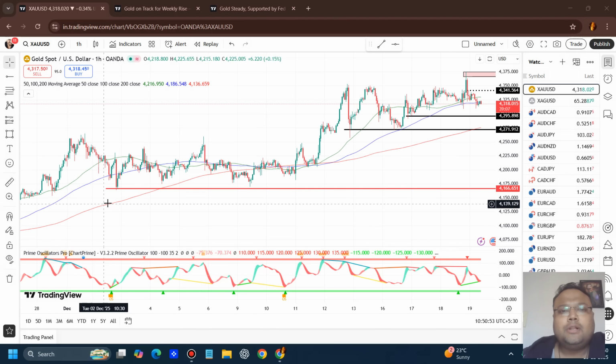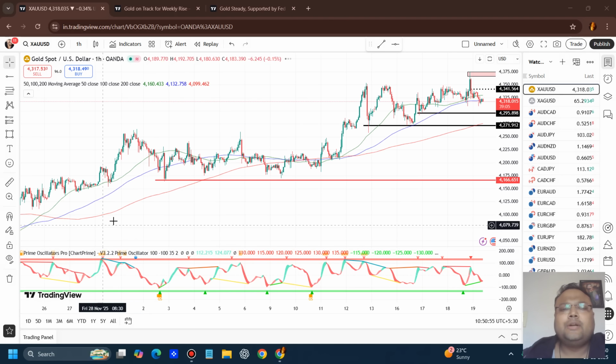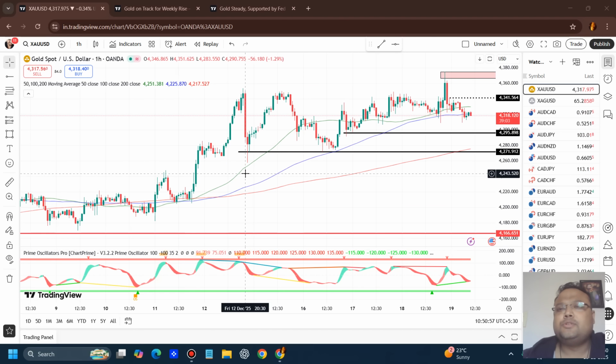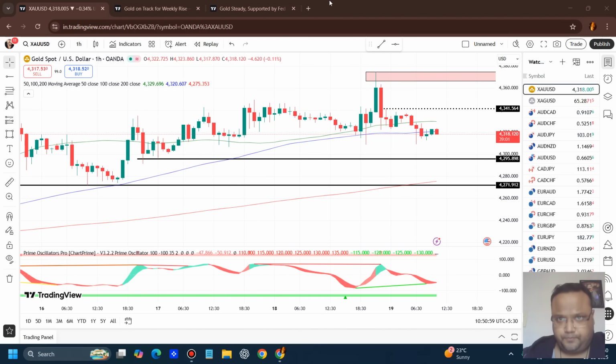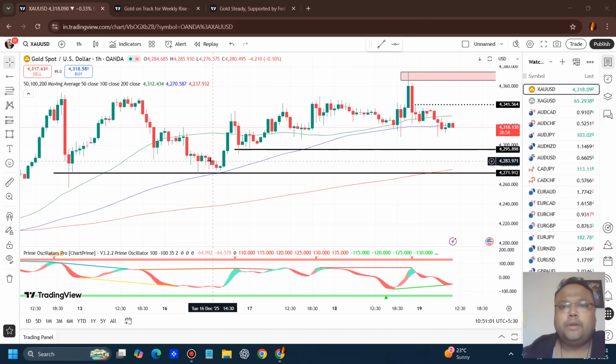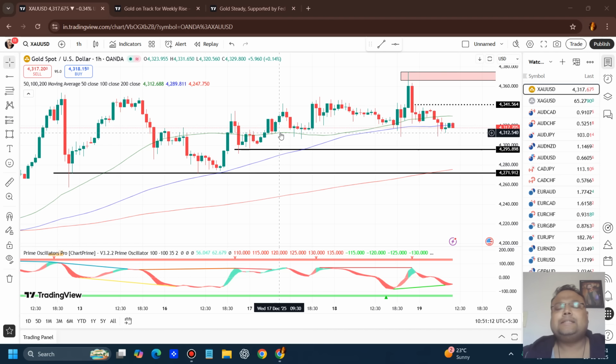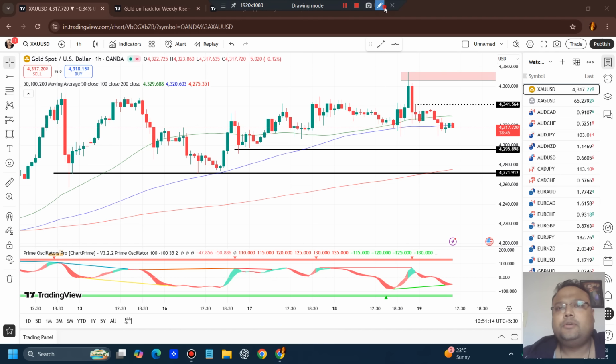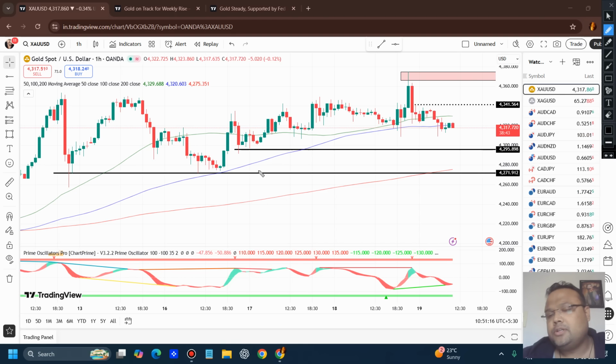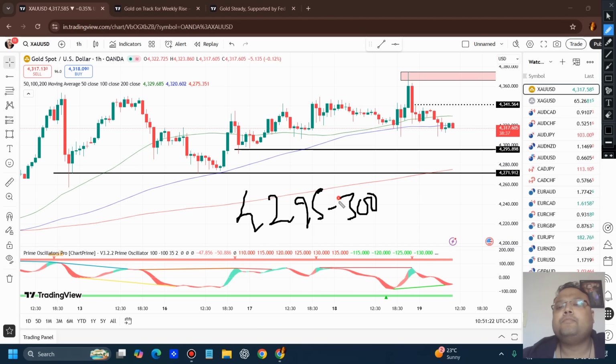You can see this is the overall chart of gold in front of us. And if you look, the market structure is more or less bullish. So we need to plan our trades accordingly. As I've already uploaded in the community also, today we have two trading opportunities on the chart of gold. The first is around 4295, 4300.